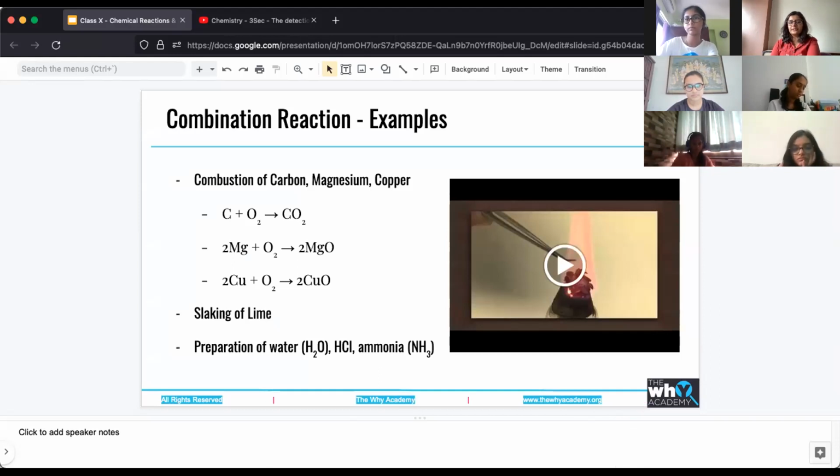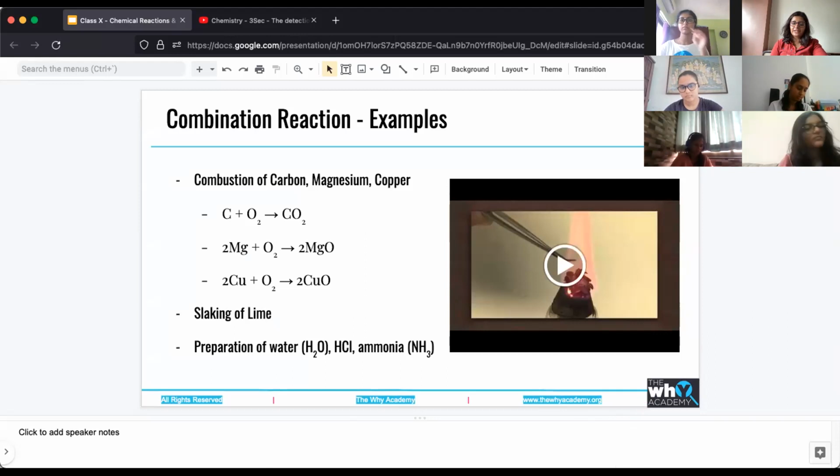See, all the combustion reactions, specifically the combustion of elemental stuff. So carbon plus oxygen, this is basically coal burning, gives CO2. Two elements combining to form a single product. Magnesium plus oxygen gives magnesium oxide. Copper plus oxygen gives CuO.